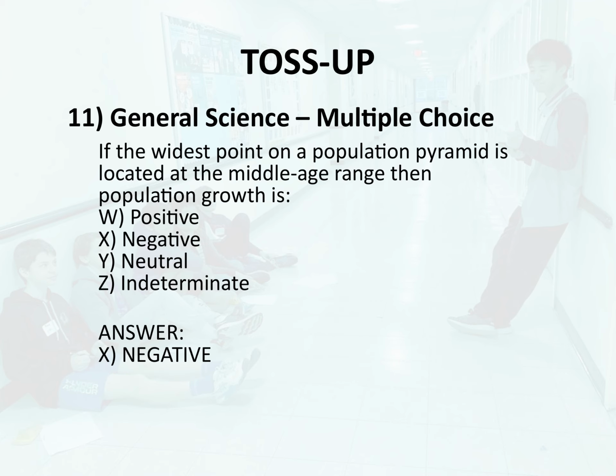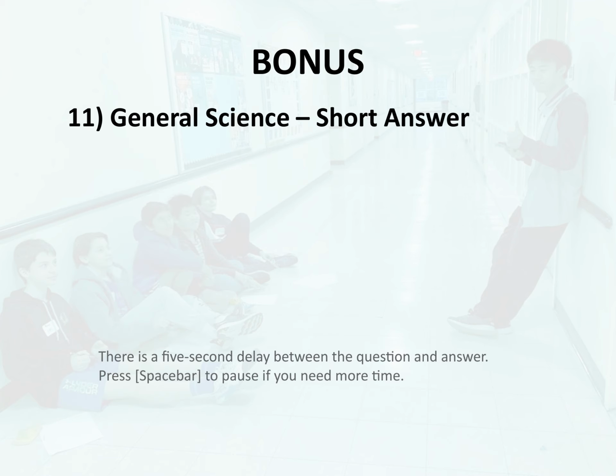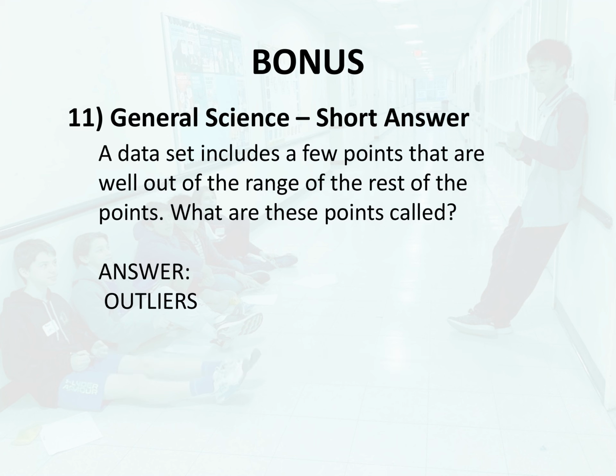Answer: X. Negative. Bonus 11. General science, short answer. A data set includes a few points that are well out of the range of the rest of the points. What are these points called? Answer: outliers.